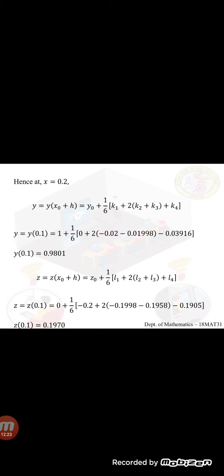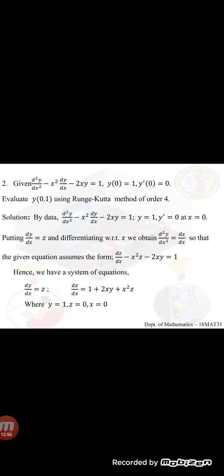y equal to y of x naught plus h equal to y naught plus 1 by 6 of k1 plus 2 k2 plus k3 plus k4. Just substitute the values. 1 plus 1 by 6 into 0 plus 2 into minus 0.02 minus 0.01998 minus 0.03916. So y of 0.1 is 0.9801. Similarly z of 0.1 is 0.1970.